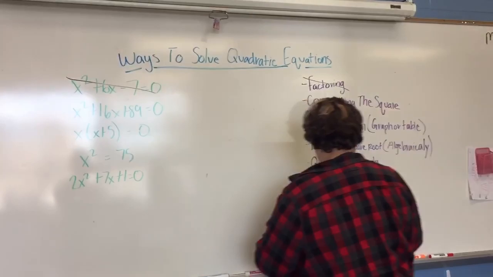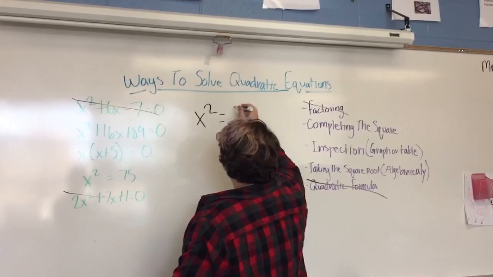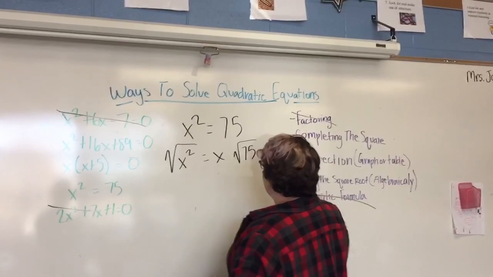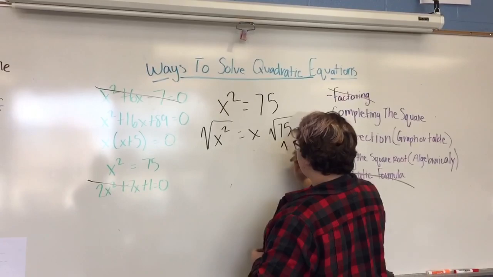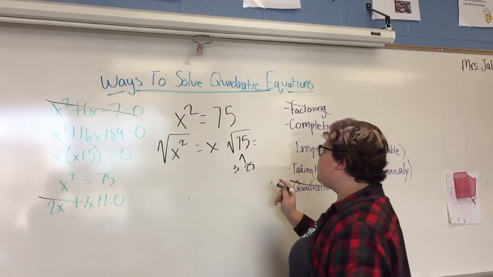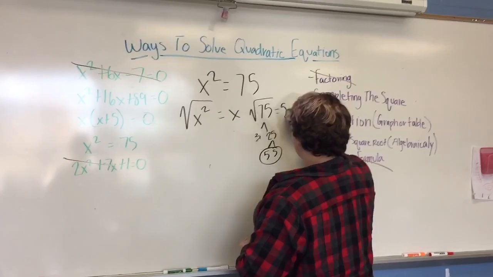Alright, we've done the quadratic formula and factoring. Now we're going to do taking the square root algebraically using x squared equals 75. First we square root both sides. The square root of x squared equals x, and the square root of 75 equals, we don't know yet. The factors of 75 are 3 times 25, and the factors of 25 are 5 and 5. Because we have a pair, we put that on the outside in front of the radical.